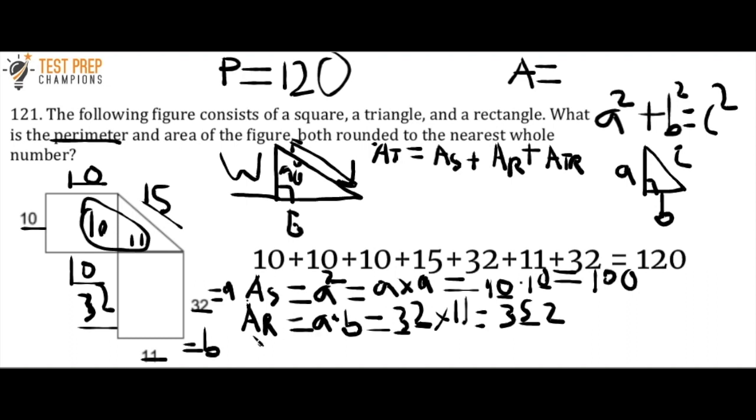Now what about the triangle? The area of the triangle, or A_TR, is equal to half times side A times side B. Another way to write that is A times B divided by 2. Half times AB is the same as A times B divided by 2. So the area of a triangle is side A times side B, divided by 2. Let's do that here.